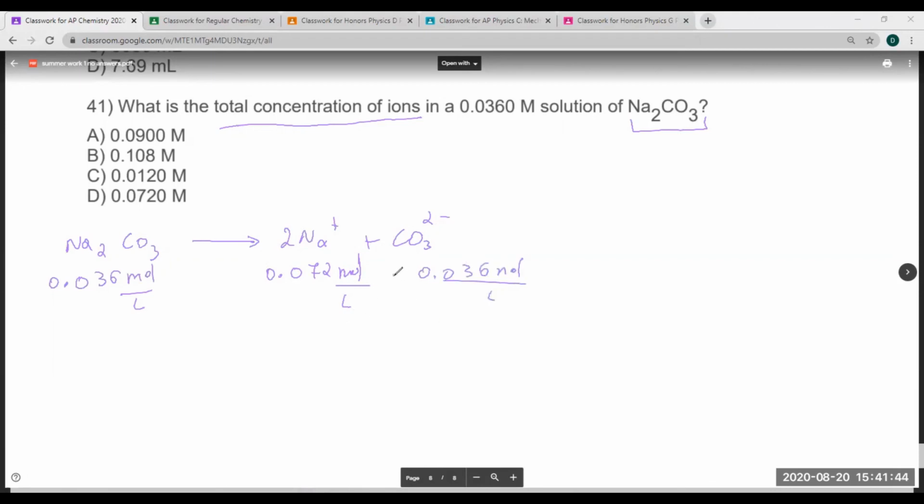So what is the total concentration? Well, it has to be the sum of those. So 0.072 plus 0.036 gives you a 0.108 molar solution, total concentration of ions.